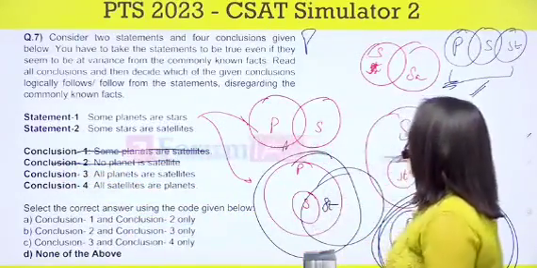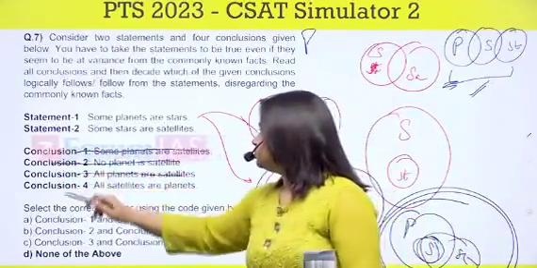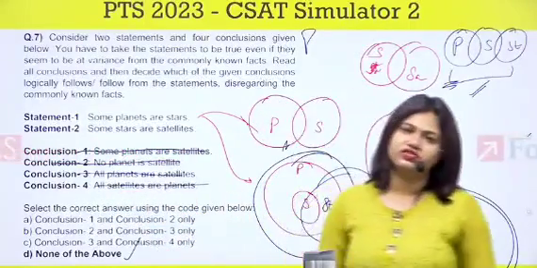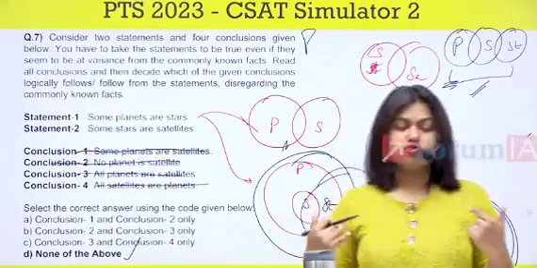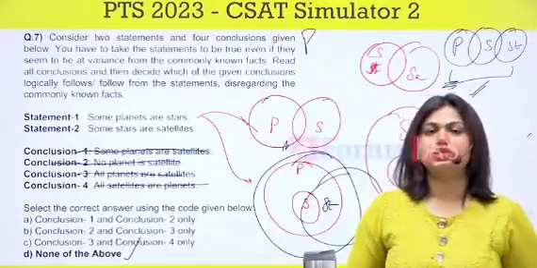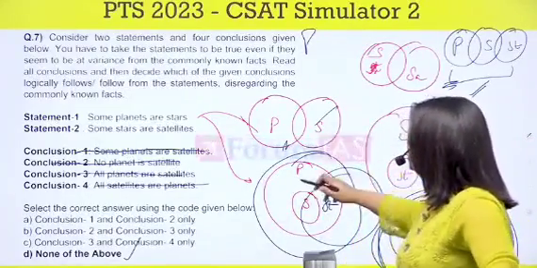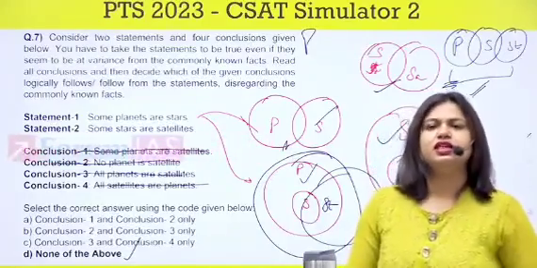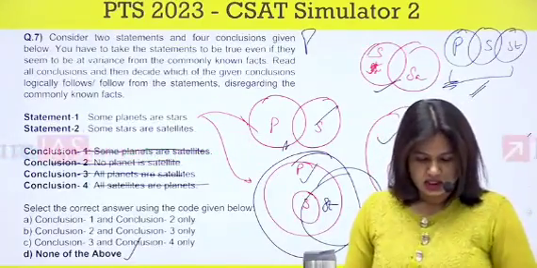All planets are satellites. Again, this never came into the picture. All satellites are planets. Again, no. So none of the above is my correct answer. What I want you to practice is, for this type of questions, make sure that you draw all of the options that are there. Get comfortable with these Venn diagrams and then you will not make a mistake.